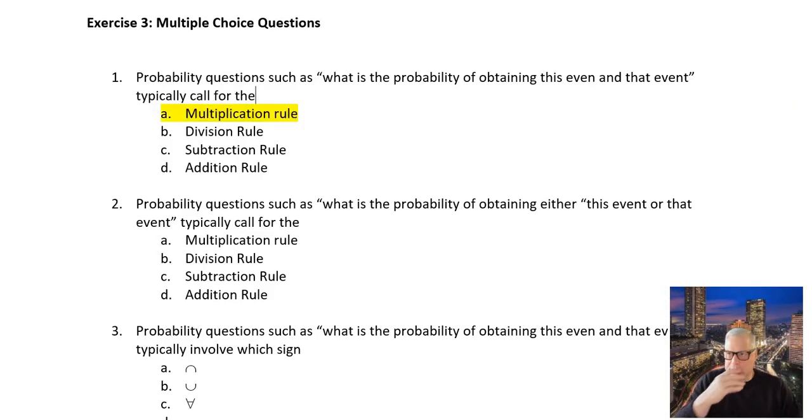So the example would be, what's the probability that when you roll a die twice, in the first one you get a 6 and in the second a 6, would be 1 over 6 times 1 over 6. So that's a multiplication rule. Probability questions such as what's the probability of obtaining either this event or that event typically call for the addition rule. So that would be an example. What's the probability that when you roll a die you get either a 1 or a 2?